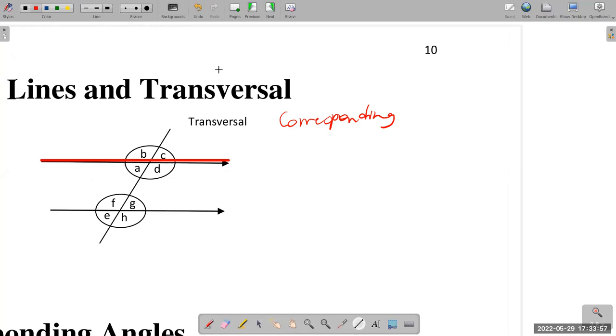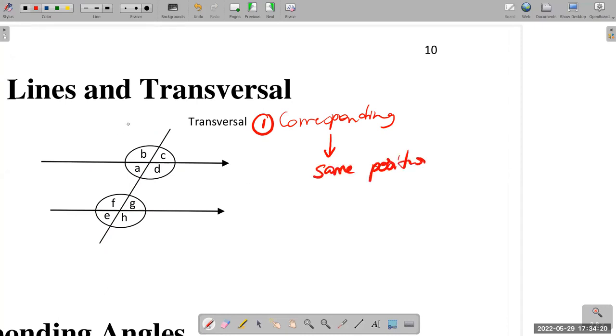Boom. It's not lining up, but you get the point. So we have our parallel lines, and this line is what we will call the transversal, the line that cuts the 2 parallel lines. So as I was saying, the first type of angle affiliated with this type of diagram is called corresponding. What does corresponding talk about? Same position.